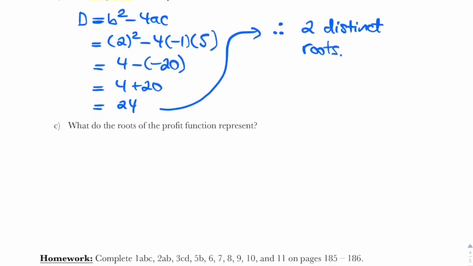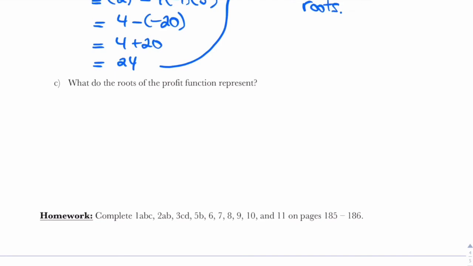And finally, what do the roots of the profit function represent? So you got to think a little bit about what we're representing here. So the roots of any function represent where the function equals 0. In this case, where our profit function P of x equals 0. Think about what you just wrote. You're trying to find where the profit function equals 0.